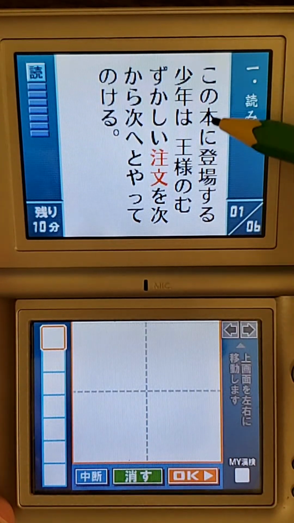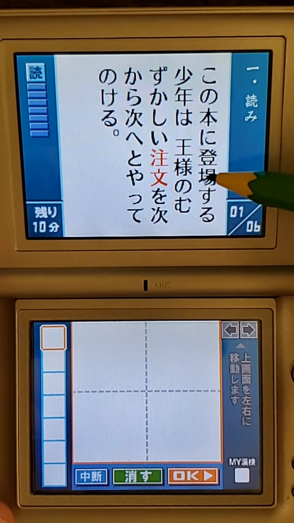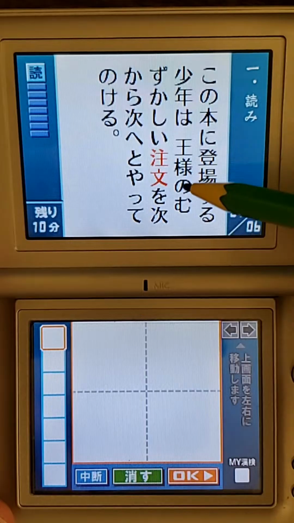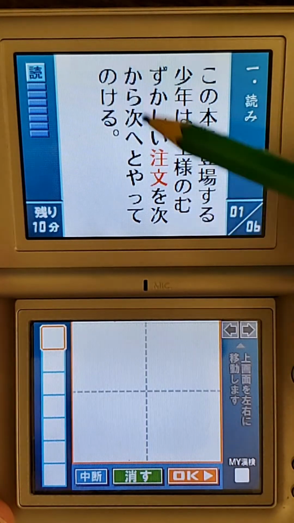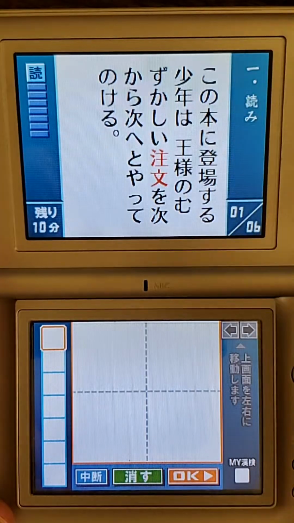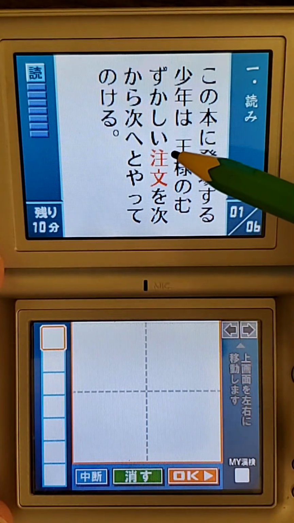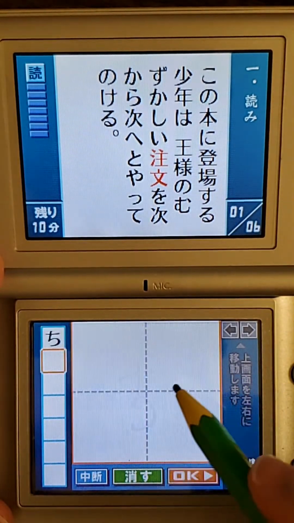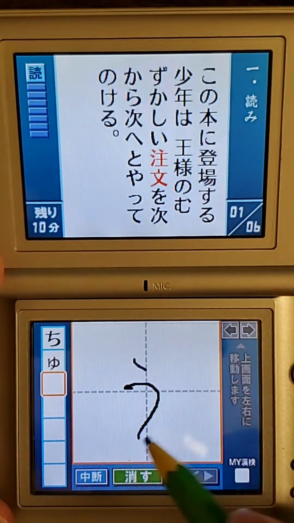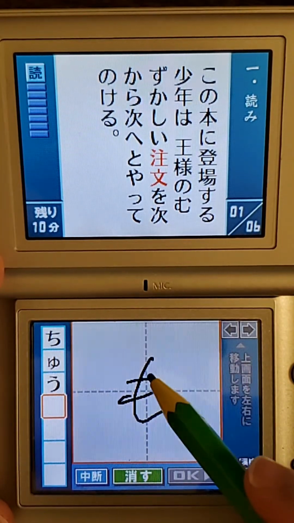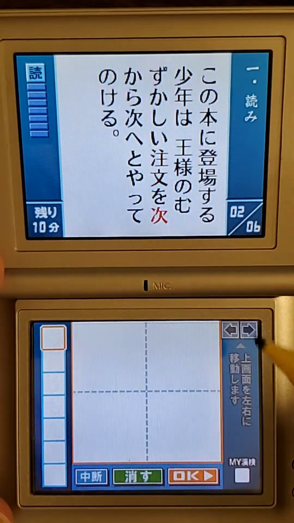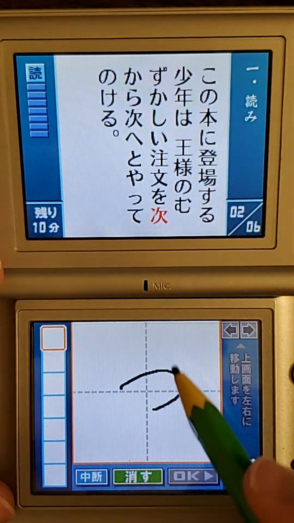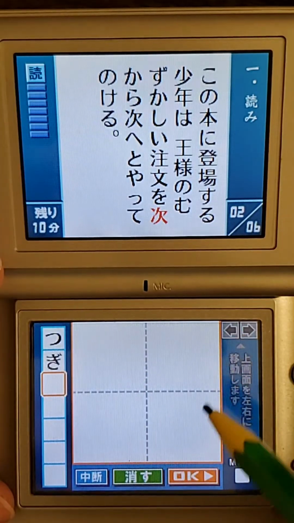All right, so kono hon ni to, and this is the one I missed before, so tojo. So let's write the whole thing out, tojo. この本に登場する少年は王様の難しい注文を次から次へとやってのける. So in this, we've got to do the one in red. Yeah, you can see that that's red. Yeah, okay. 注文. So we write chi and little u. 注文. Order. を次から次. 次.